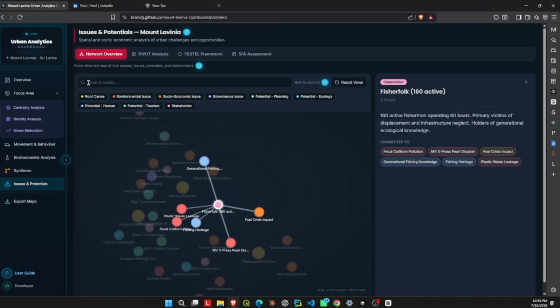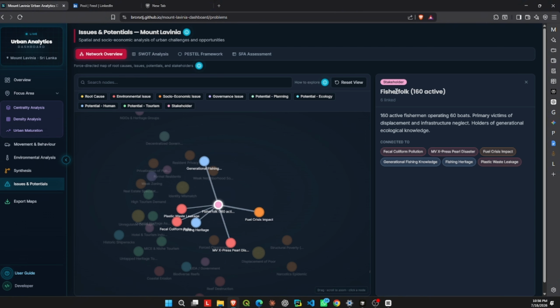First one is root causes, which show the deep drivers. The environmental issues show the ecological harm, socioeconomic issues show people and livelihood, and the governance issues show rules and institutions. Potential means natural assets, ecology, and tourism assets. Human means community strengths, and the potential tourism means planning tools, right? Stakeholder means the key actors, right? Then the SWOT analysis, right?